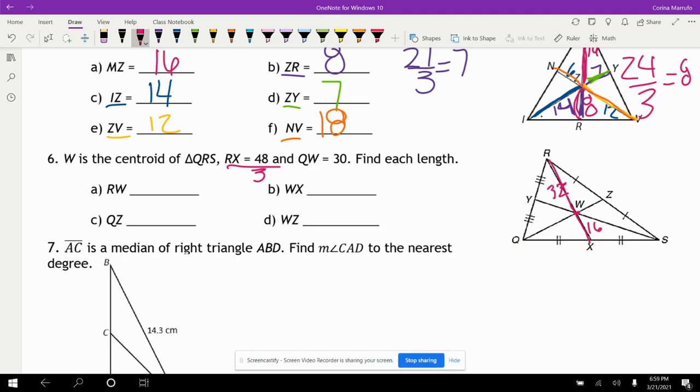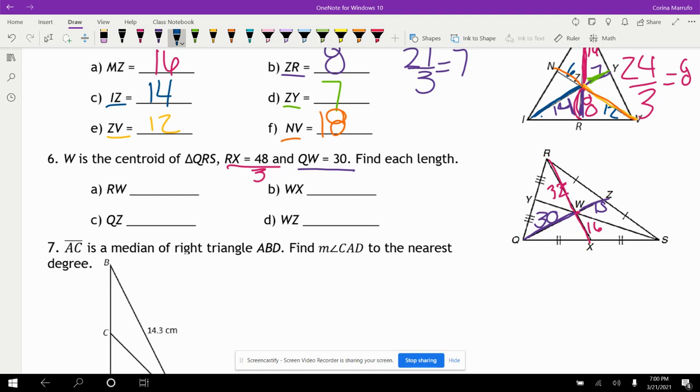Okay. Then we have, it tells us from Q to W is 30. So from Q to W here is 30. Now remember, this top half is twice the size of this half. So 30 divided by 2 gives me 15. Okay. So now it says find each length.